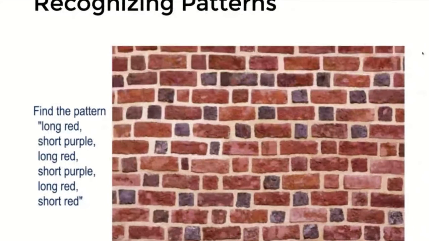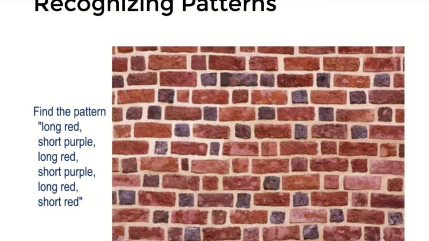So here's our first assignment. You've heard the saying, stare at a brick wall. So I want you to stare at a brick wall and find a pattern in this wall, which is a long red brick followed by a short purple brick, followed by another long red brick, and then a short purple brick, and then a long red and a short red. So just stare across there and see if you can locate that somewhere on here.